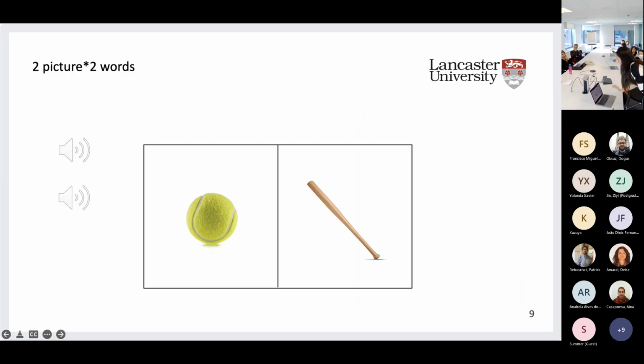So here is an example. Imagine you see two pictures like this. You see two objects on the screen, and you hear this.